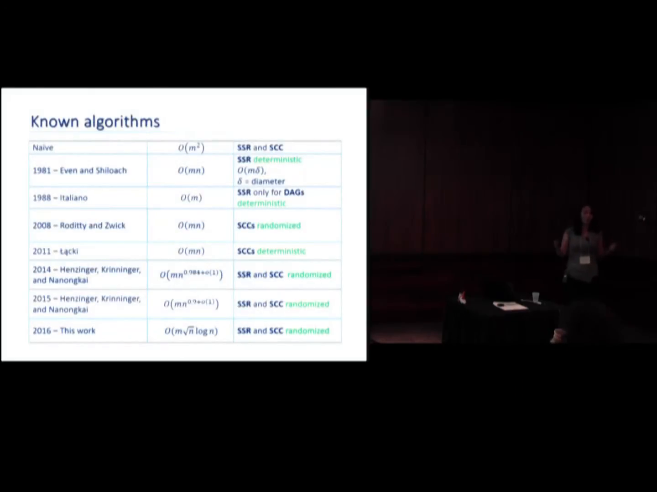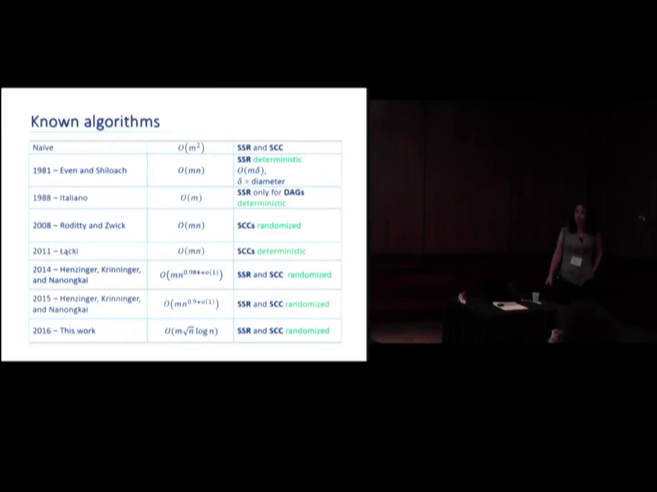Let me tell you what is already known about this problem. A naive approach would be to just recompute both of them from scratch after every deletion. We know how to do that in linear time. Here all the times are the total update time. In the decremental setting, we often use the aggregate sum of all update times over all deletions. We have at most m deletions, and in each deletion we spend m time, so the total update time is m squared.